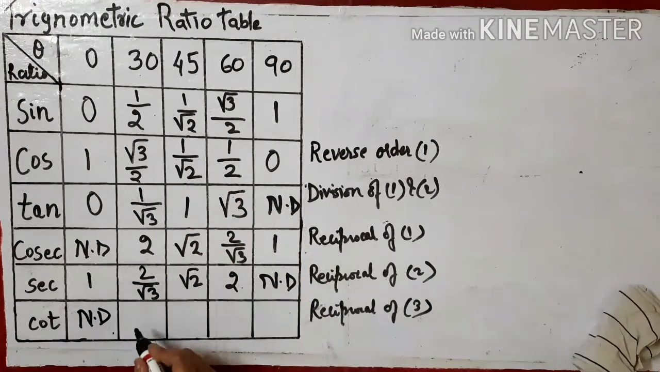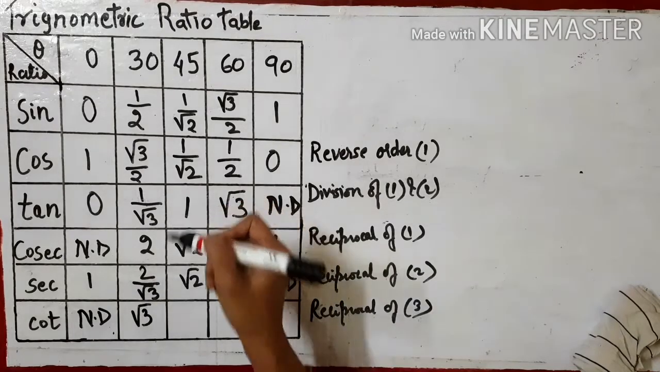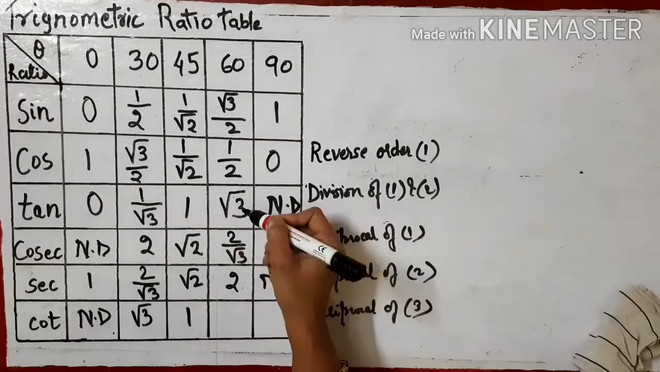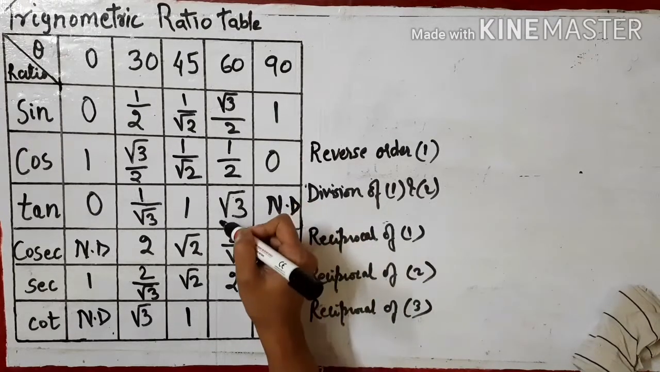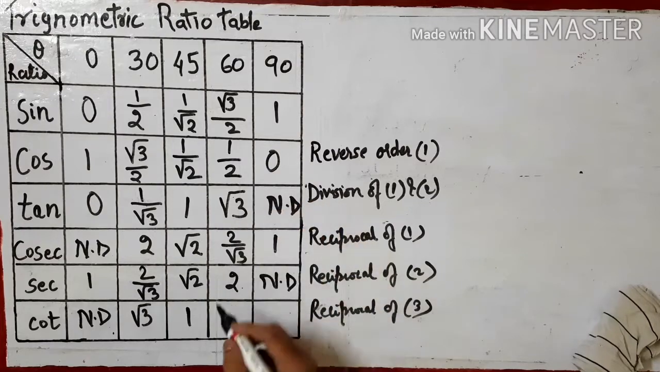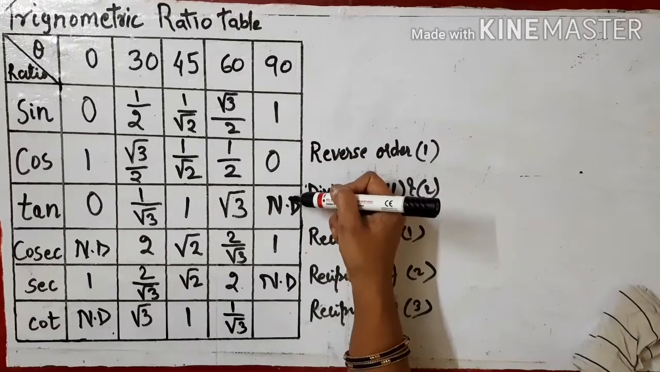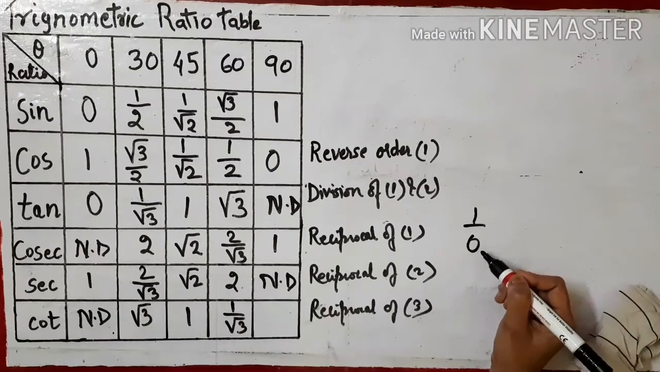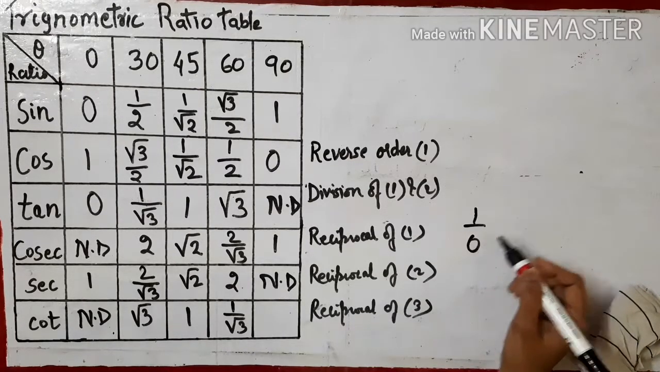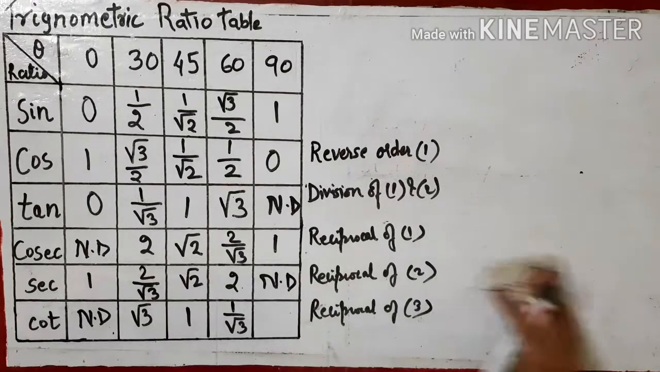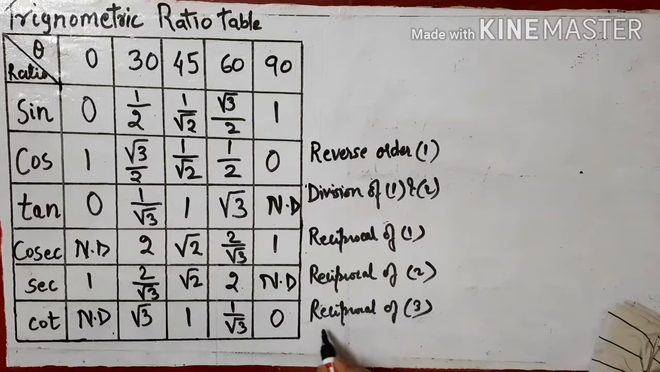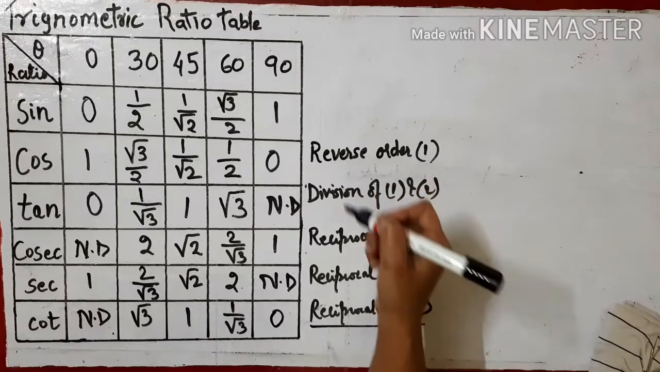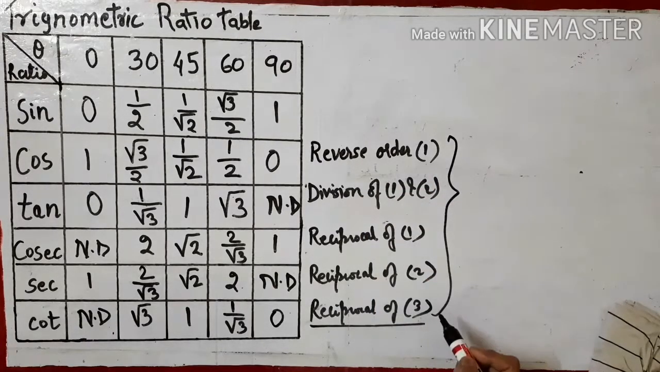Reciprocal of 1 upon root 3 will be root 3 upon 1, this will be root 3. Reciprocal of 1 will be 1 upon 1, so it will be 1. Reciprocal of root 3 will be 1 upon root 3. And last, cot of 90 will be reciprocal of not defined, which is 1 upon 0, so reciprocal of this will be 0 upon 1. So it will be 0. So it is very easy to remember if you remember this. Thank you.